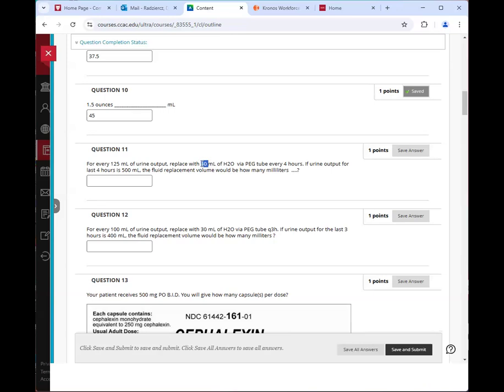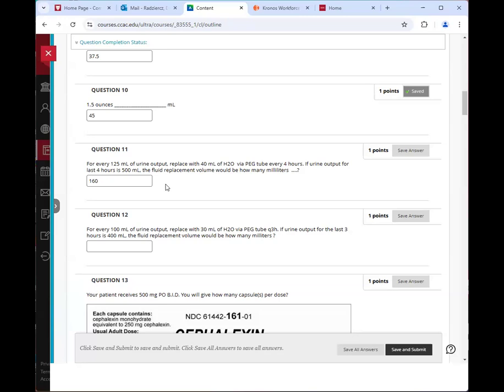Every time I do these, I'm always going to do it in the same order. I'm going to say, what did the patient actually void out? 500. So I'm going to start with that. In my calculator, 500 over 125. So I'm going to divide by 125, which gives me 4. And then I'm just going to multiply by the replacement volume of 40, and I get an answer of 160 milliliters.